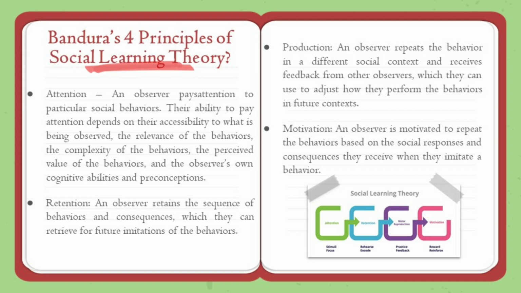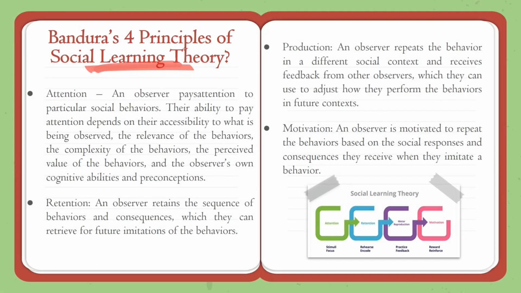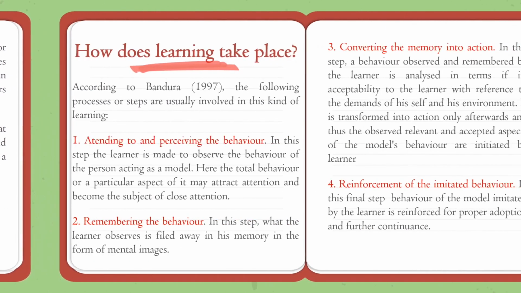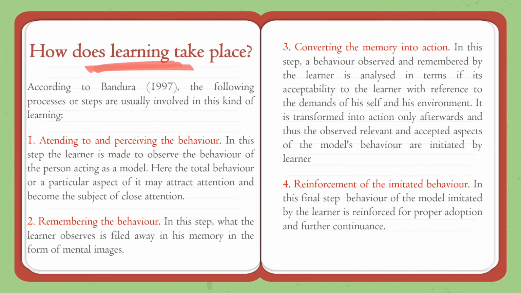The next one is retention. That means an observer retains the sequence of behaviors and consequences, which they can retrieve for future imitations of the behavior. And the next one, production. That means an observer repeats the behavior in a different social context and receives feedback from others, which they can use to adjust how they perform the behaviors in future contexts. And motivation means an observer is motivated to repeat the behaviors based on the social responses and the consequences they receive when they imitate a behavior.